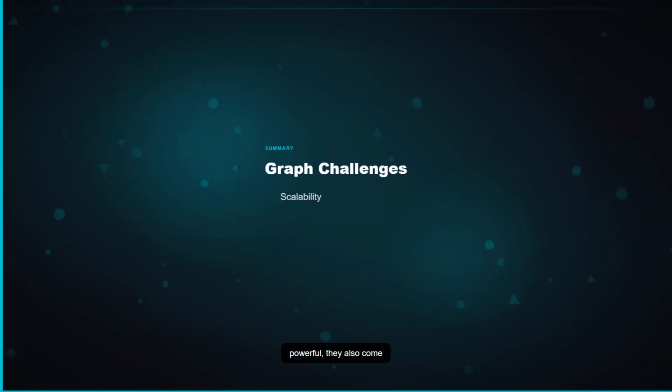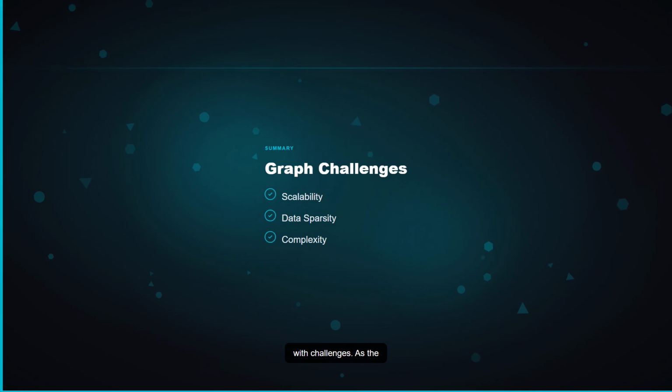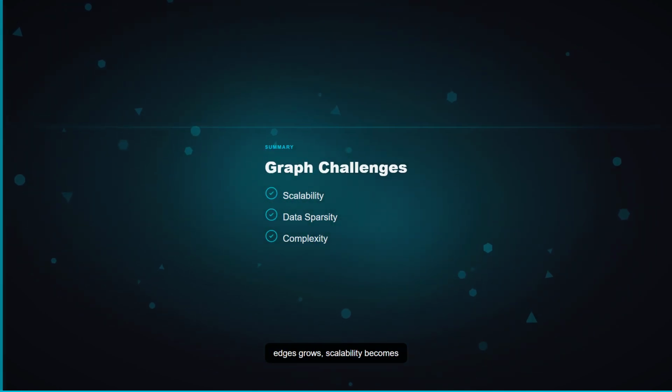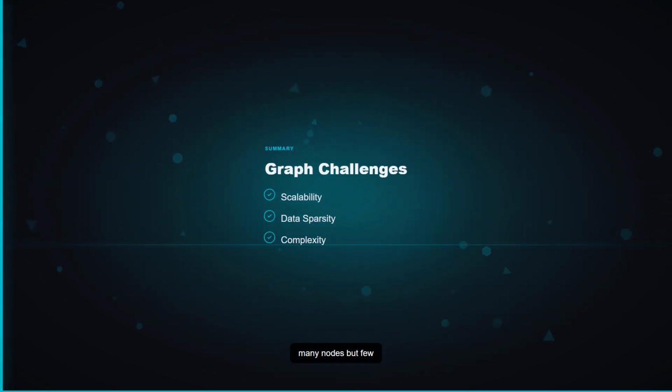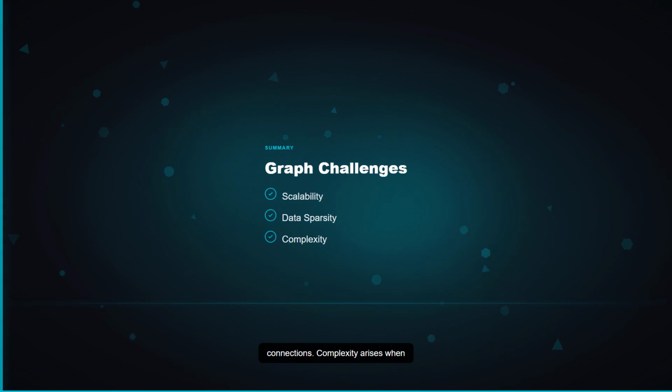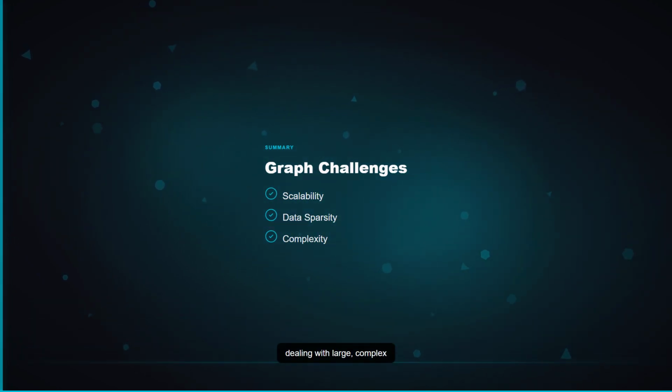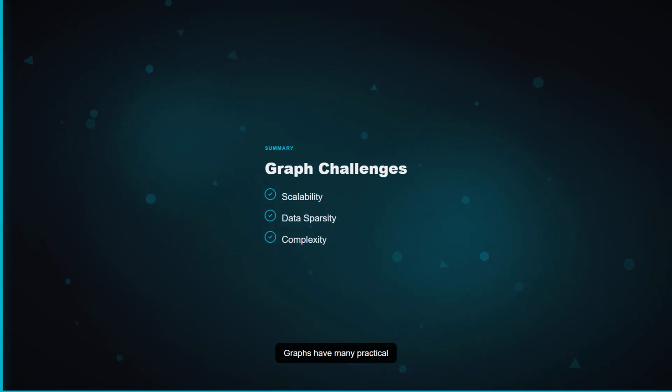While graphs are powerful, they also come with challenges. As the number of nodes and edges grows, scalability becomes an issue. Data sparsity occurs when there are many nodes but few connections. Complexity arises when dealing with large, complex graphs.